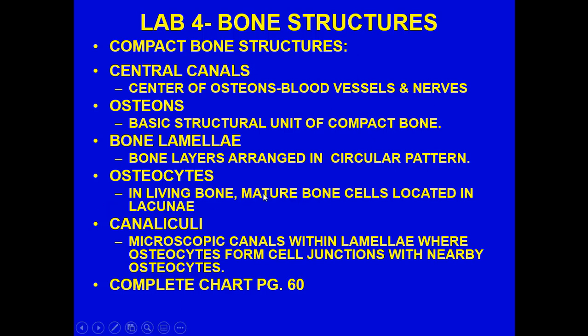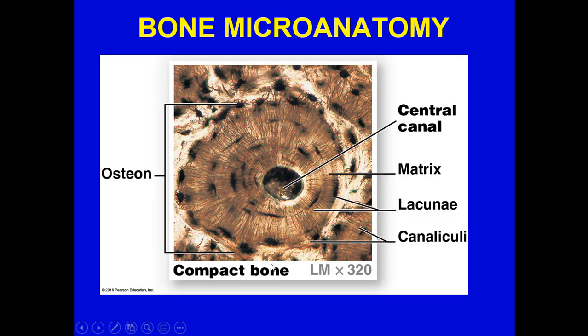Then you have these interesting little fissures. And you'll notice this in a microscopic shot. These are microscopic canals called canaliculi. They're within the lamellae, and they basically allow the osteocytes to form cell junctions with nearby osteocytes. There's a note here where I say complete chart page 60. That's going to be important.